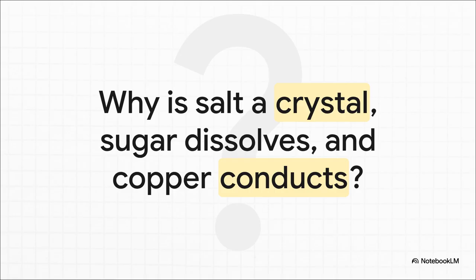I mean, why do different things behave in such completely different ways? A sprinkle of salt is this hard little crystal. A spoonful of sugar just, poof, vanishes in your coffee. And a simple copper wire can power your entire home. On the surface, they seem totally unrelated, right? But they all share a common secret.